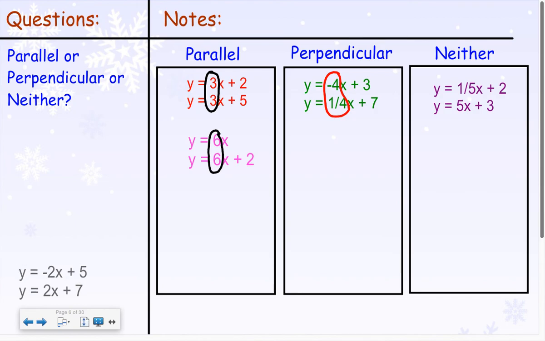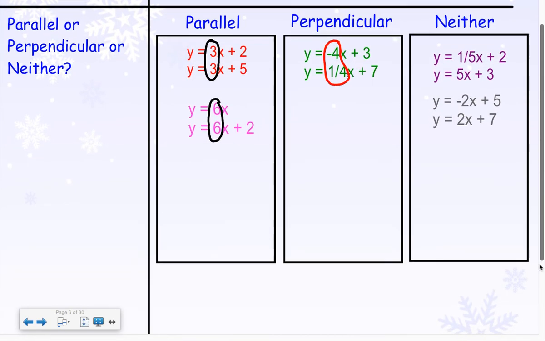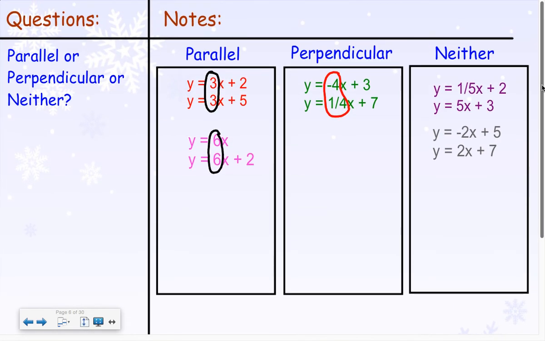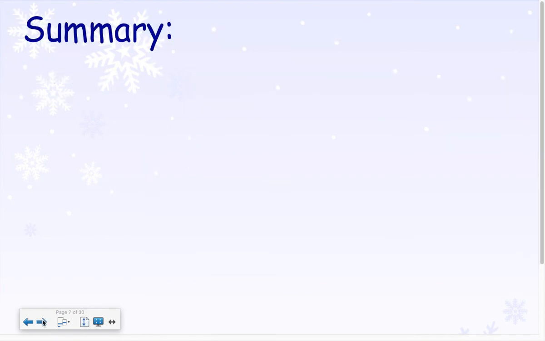And this one with 2 and -2, they're changed, but they're not flipped. So that one is also neither. So remember, for a perpendicular, it has to be flipped and changed. It can't be just flipped or just changed. Summary.